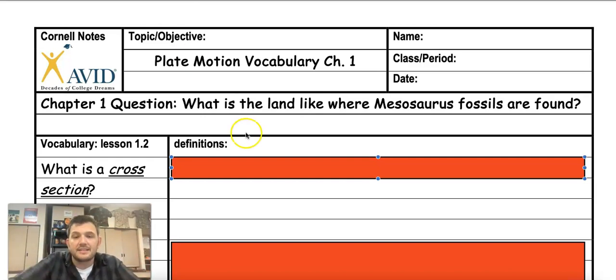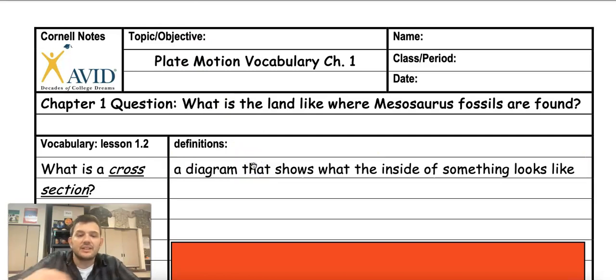What is a cross-section? A cross-section is a diagram that shows what the inside of something looks like. Okay, a diagram that shows what the inside of something looks like. You've probably seen these before when you've looked at half of an apple. You cut an apple in half, you can see where the seeds are, the flesh of the apple, the skin. That would be a cross section.